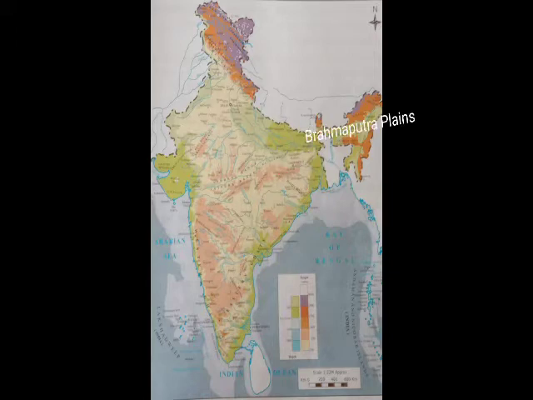Then there is the Brahmaputra plain. This is located in Assam and is drained by the river Brahmaputra and its tributaries, namely Subansiri, Bharali, Manas, Dhansiri and Teesta.